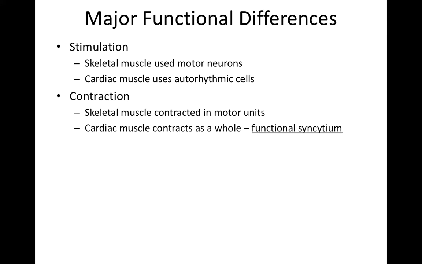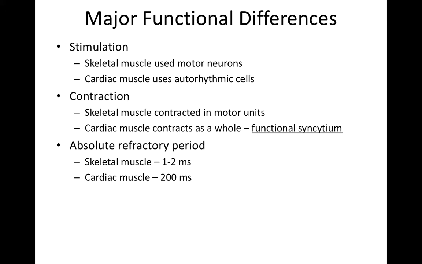The contraction is different. A skeletal muscle contracts in a motor unit. Remember that that's a motor neuron and all the fibers it innervates. When that neuron fires, those particular fibers will respond. So you can have a muscle that has multiple motor units, and all of them would have to fire in order for all of the fibers to contract. Cardiac muscle contracts as a whole. In other words, once you begin this process, all of the cardiomyocytes respond as if they were one single cell. It's called a functional syncytium. It means that you have multiple things functioning as one single unit.